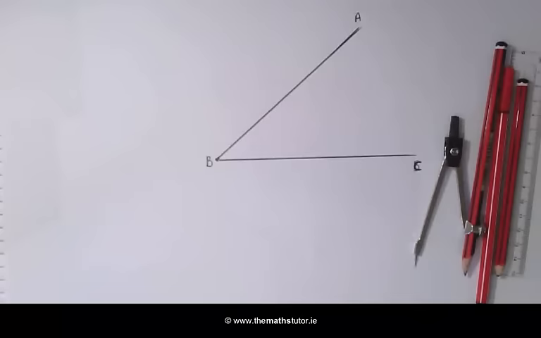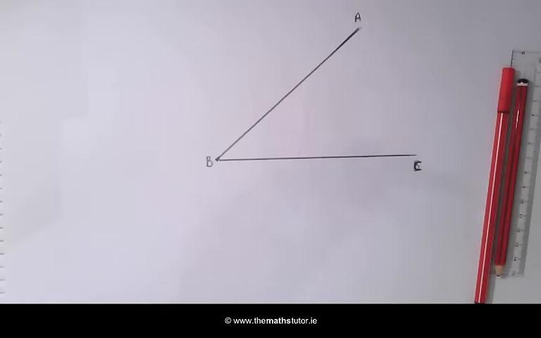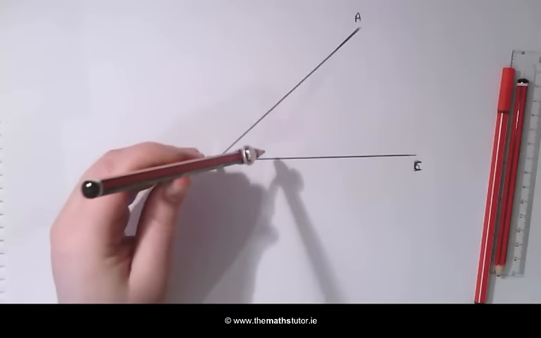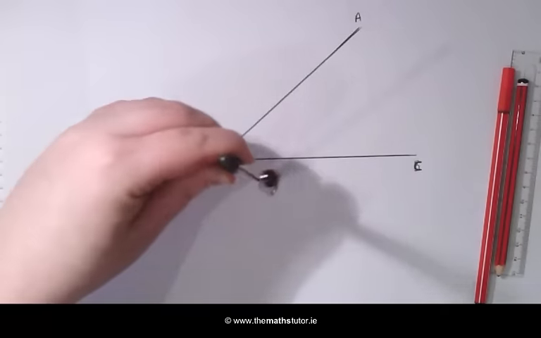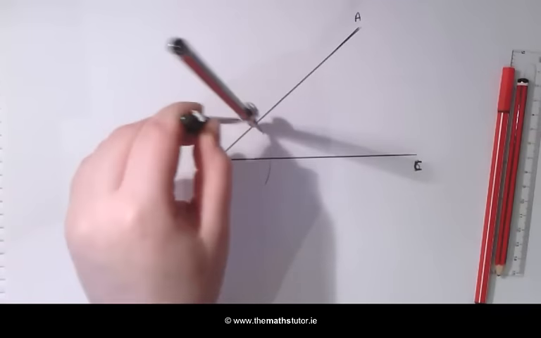To bisect an angle means we want to cut the angle in half. The first thing we are going to do is take our compass and place it on B. We are then going to draw an arc across both arms of the angle.